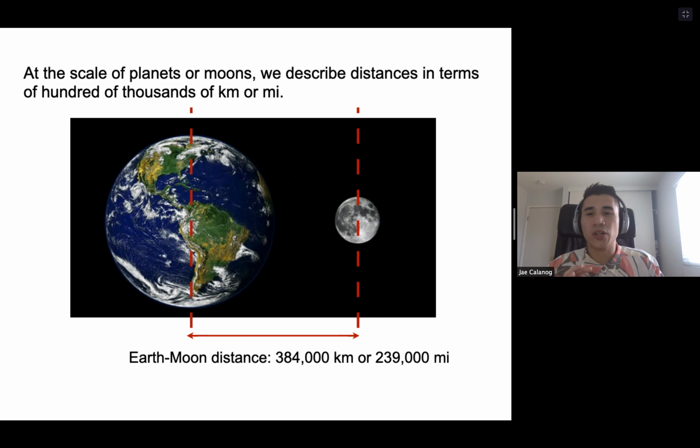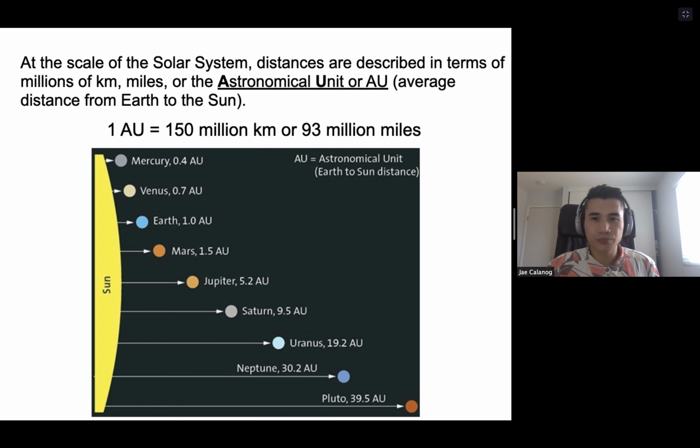Okay, so when you're talking about the scales of planets or moons, whether you're looking at 2 points within a planet or a planet to the moon, it's still commonly acceptable to use distance units that we're used to here on Earth, either kilometers or miles. So for example, Earth to moon distance is about 240,000 miles.